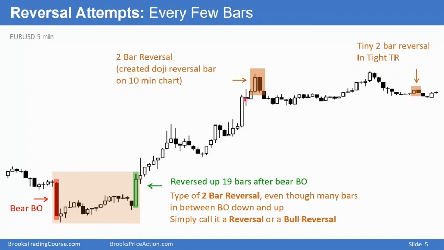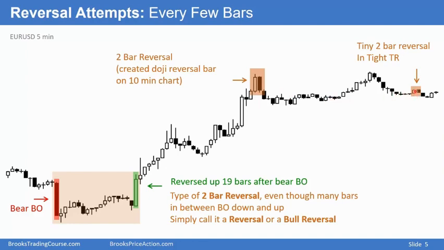The market's rallying strongly here, and then another leg up. But then look at this. This bar totally reversed that bar. It's a small reversal. On a higher time frame chart, like a 10-minute chart, this would be simply a doji bar. It would look something like this. It's a reversal. However, it did not lead to an opposite trend. It simply led to a trading range.